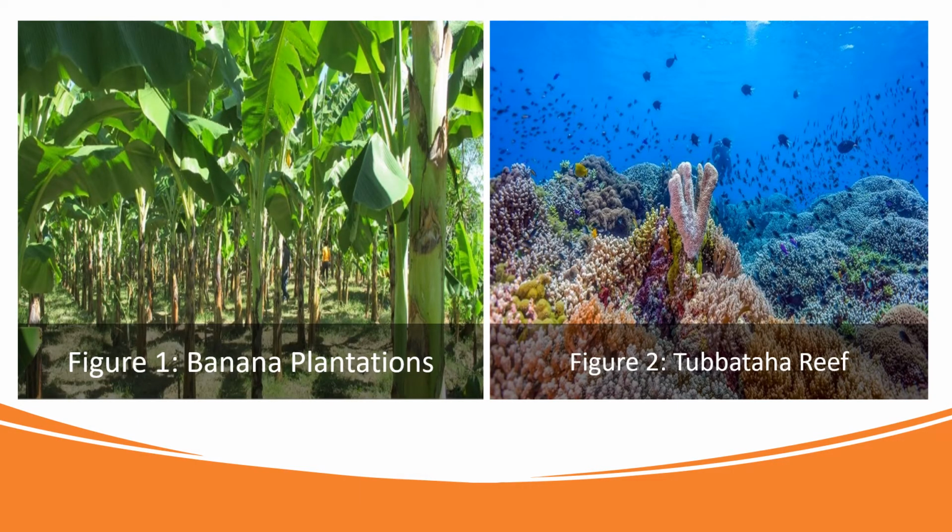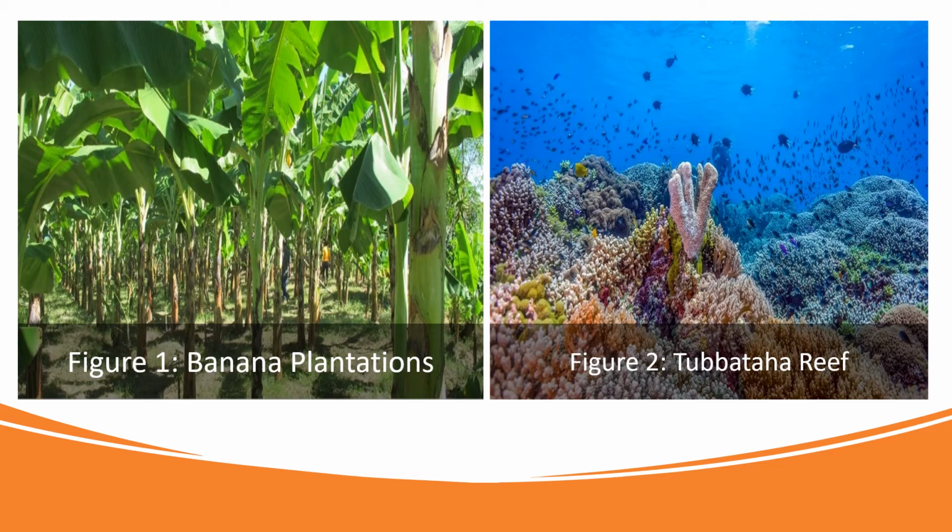Look at the picture shown. Figure 1, which is the banana plantations, Figure 2, which is the Tubbataha Reef. Which of the following figures represent an ecosystem with high biodiversity? The answer is Tubbataha Reef. What made you say that it has high biodiversity? What are the different species of organisms present? How does an abiotic factor like water help the organism in that ecosystem?